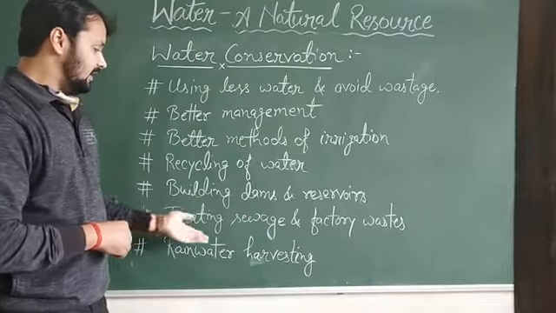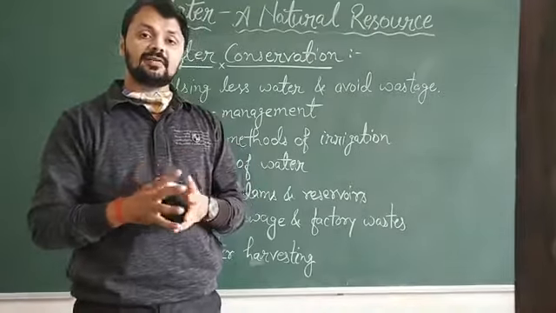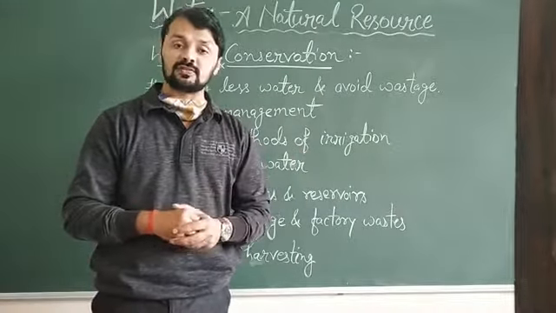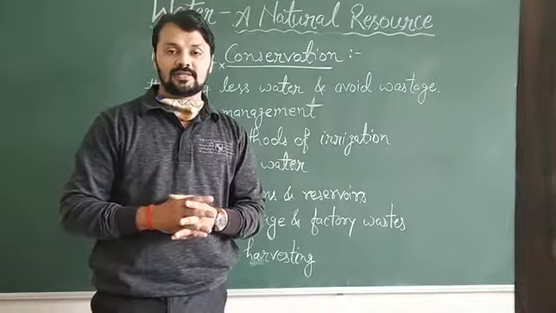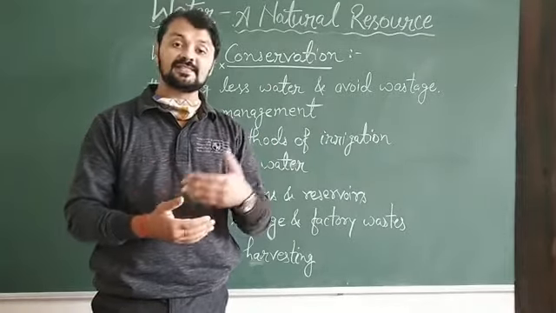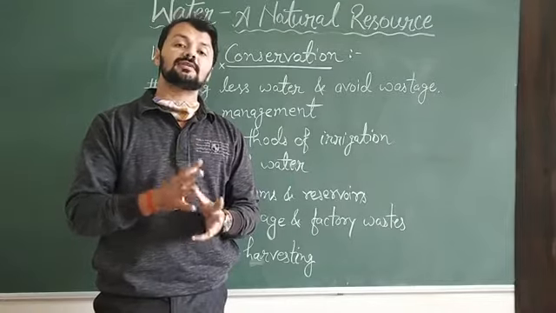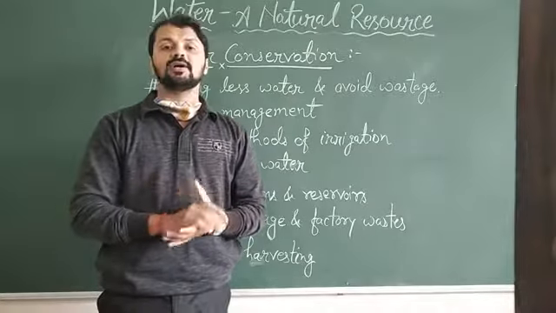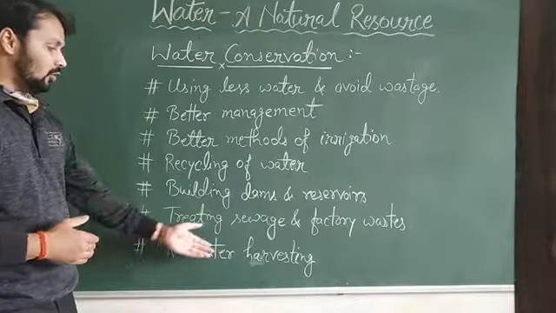The next is treating sewage and factory wastes. If factory waste and sewage water are thrown without treatment into fresh waters like rivers, they pollute the fresh water bodies and increase the rate of diseases in the areas where people use that water. So we should treat the factory waste and the sewage water before throwing it into the rivers or other fresh water bodies. The next is rainwater harvesting.